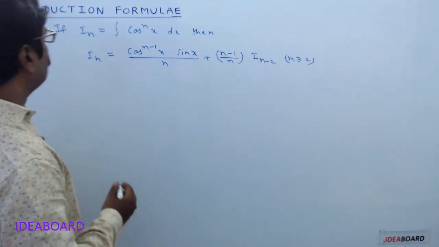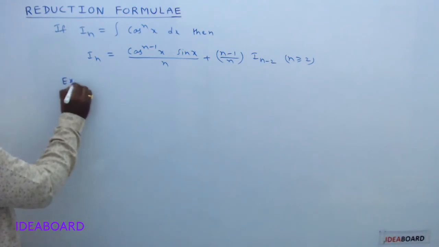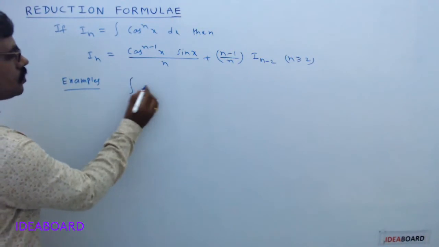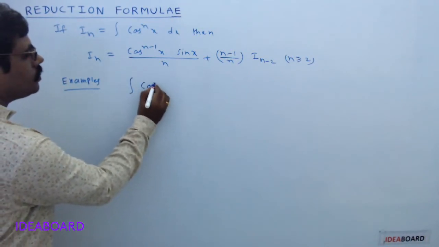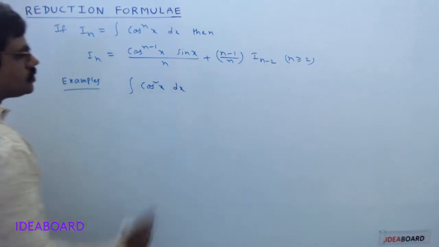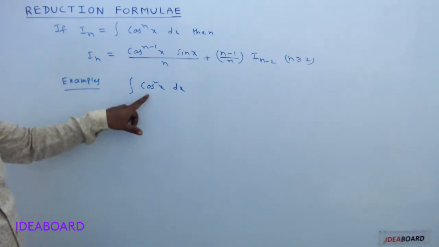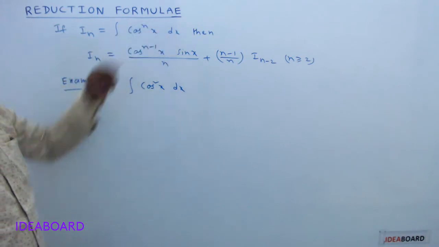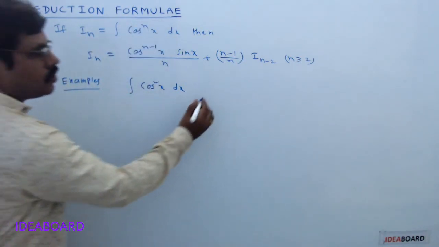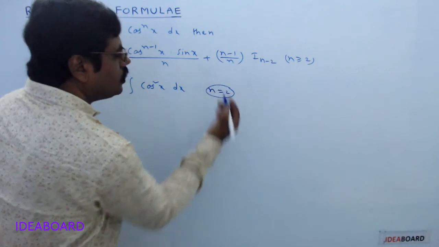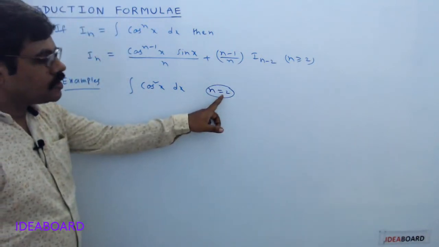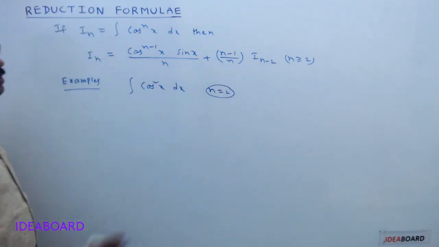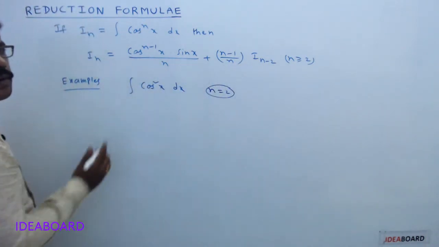Now see some examples on this reduction formula. Suppose we need the value of integral cos square x dx. If you compare your given problem with integral cos power n x dx, what is the value of n? 2. So n value is 2. If the value of n is equal to 2 or more than 2, use this formula. So substitute n equals 2 in this formula.